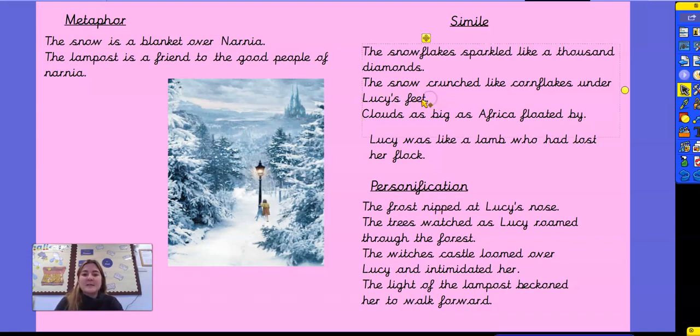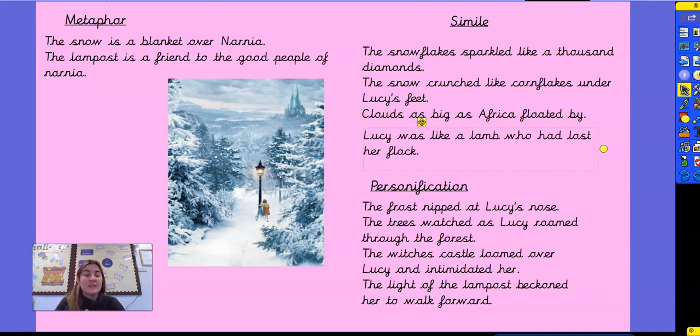Again, that was another tricky one. But it gives the reader an idea of just the size of the clouds. You know, they're humongous. And I also said Lucy was like a lamb who had lost her flock. So you can imagine a little lost lamb who's lost their flock would probably be quite scared, quite nervous and on edge. So I compared it to that. So you can make comparisons to animals. They're quite good things to compare to.